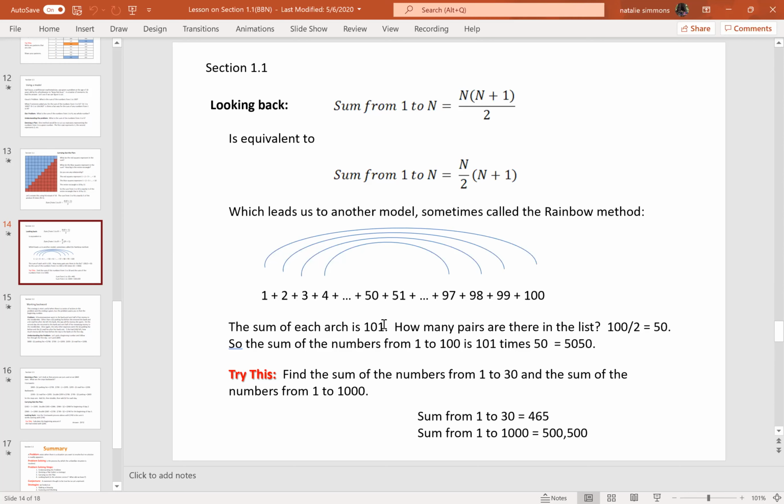So then the sum from 1 to 30 would be 31 times 15. Yeah. Which would give you the 465. Okay, that makes sense.